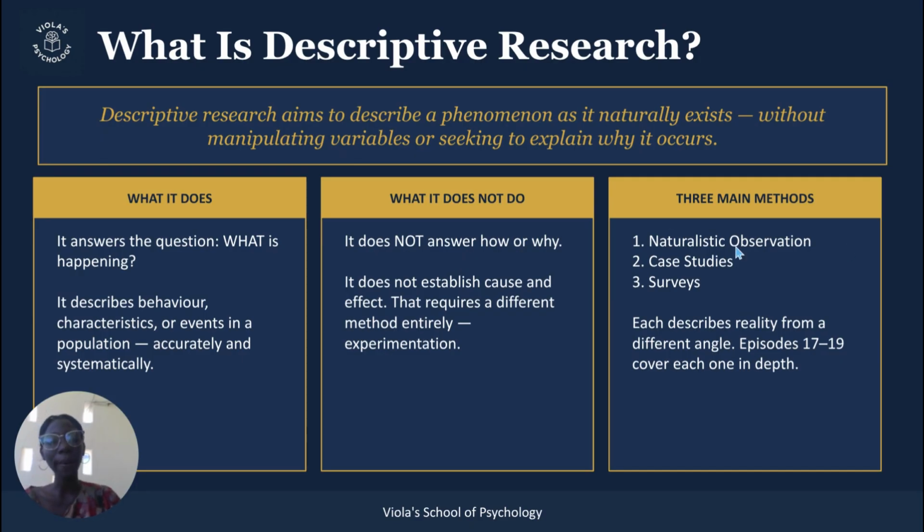Alright, so the three main methods of descriptive research are: 1. Naturalistic observation, 2. Case studies, 3. Surveys. Okay, and we are going to cover each and every one of these main methods in the upcoming episodes. Alright, we're going to cover them in full depth. This particular class is just to give you a framework of everything descriptive research is about.